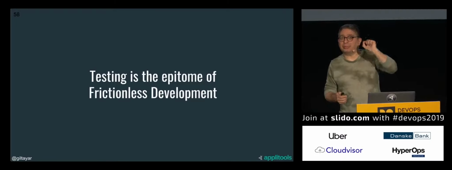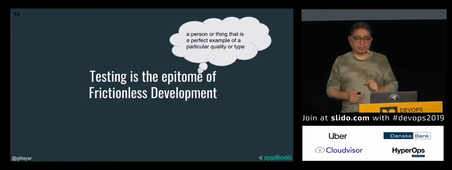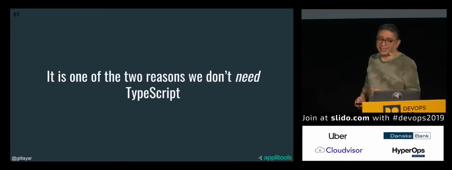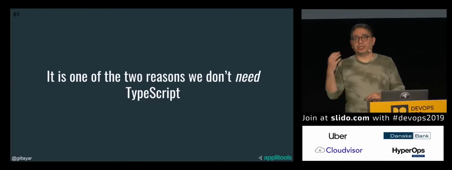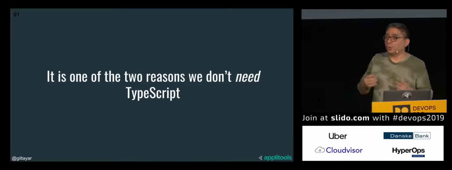Testing, for me, is the epitome of frictionless development. And I want to sound very serious. An epitome is a person or a thing that is a perfect example of a particular quality or type. It is the most important thing in frictionless development because I can rewrite a whole microservice. And I did it last week. I rewrote a whole microservice. Kept the tests, ran the tests, fixed the bugs, deployed to production. That's it. It is the main reason our velocity is high. And it's the main reason we don't need TypeScript or Java or whatever statically typed language we have. We have tests instead.